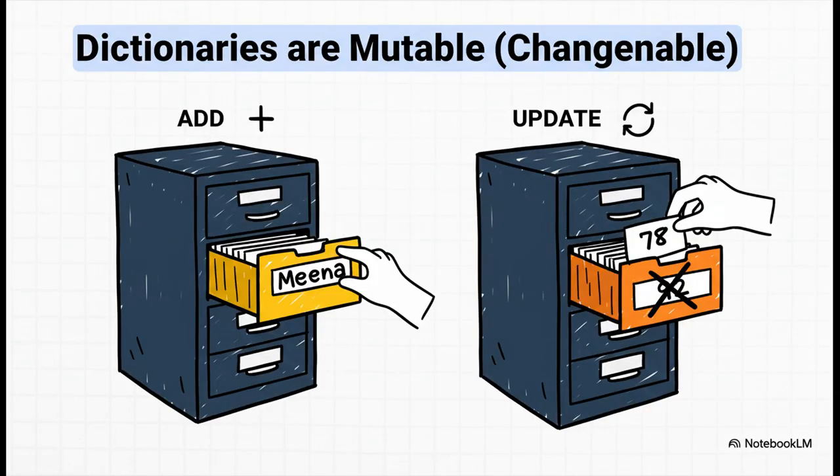And remember I said they are changeable? Well, check out how easy it is. We need to add a new student, Mina. No problem, just add her name and marks. Oh, Suhail studied hard and improved his score on a retest? Great, we can just update his marks. It's that flexible. This is what makes dictionaries so powerful.